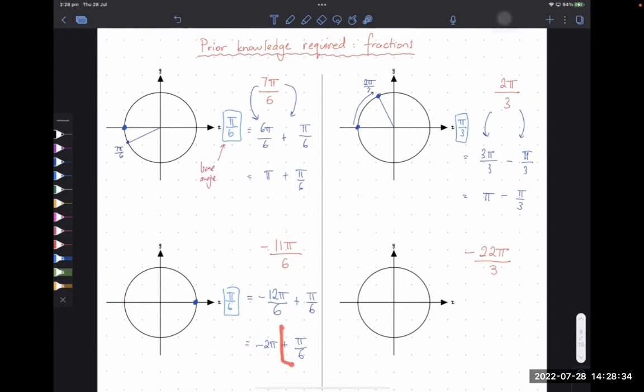We're going to add pi on 6. So is that going anti-clockwise or is it going clockwise? Anti-clockwise. Nice. So here it is. This position right here is negative 11 pi over 6. That's all we needed.